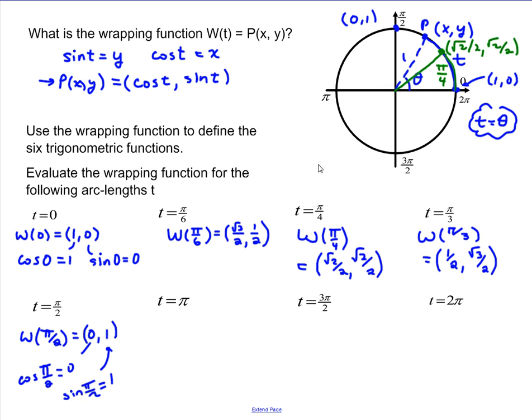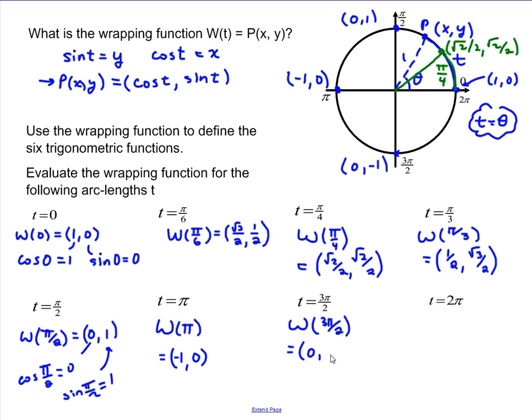Okay. How about pi? Well, at pi, we get the coordinate (-1, 0). So that is W of pi. W of pi, our wrapping function at pi, is going to be the point (-1, 0), pardon me. The negatives do count here because that's where we're located on our coordinate axis. Right? 3 pi over 2 is associated with a coordinate point here at (0, -1). So our wrapping function there will be (0, -1).